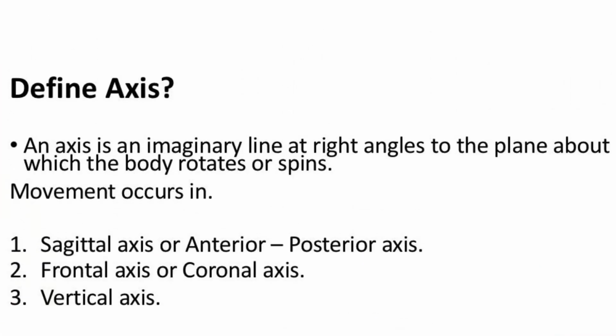Now talking about the axis: an axis is an imaginary line at right angle to the plane about which the body rotates or spins. To clearly know how the axis works in the body, we have a plane here, and the axis is the line that passes at right angles to the plane. We have three axes. The first is the sagittal axis or AP axis, the second is the frontal axis or coronal axis, and the third is the vertical axis.